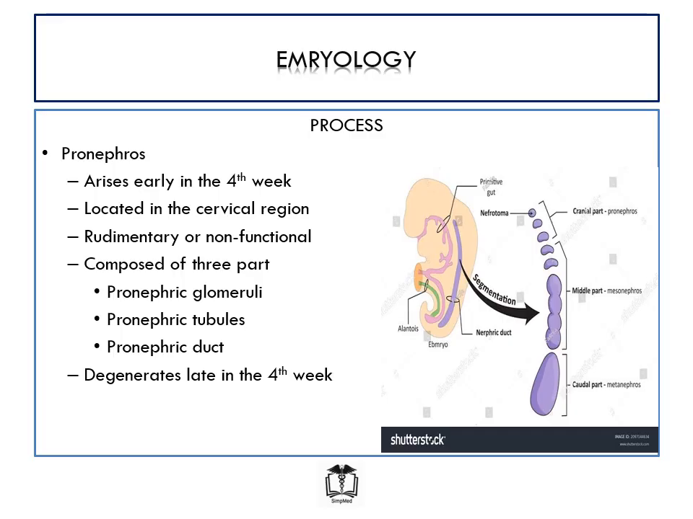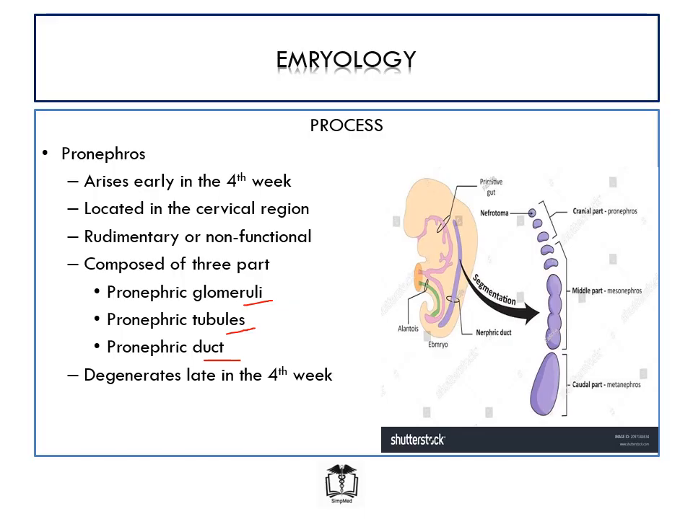So at some point in time, we had the kidneys all the way up at the neck region. These kidneys were composed of three major parts. There's a pronephric glomeruli, just like we have our normal glomerulus. There was a pronephric tubule, just like we had our renal tubule, and there's a pronephric duct that connected them together.